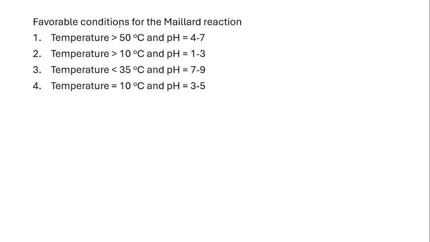Next is the favorable condition for the Maillard reaction. What is the favorable condition in this one? Again, the temperature should be greater than 50 degrees Celsius and the pH should be 4 to 7 to ensure the product formation.